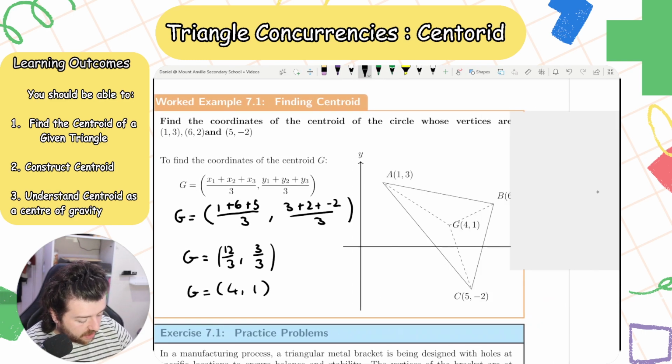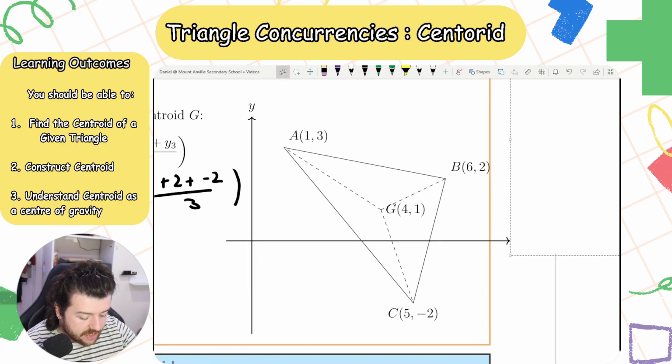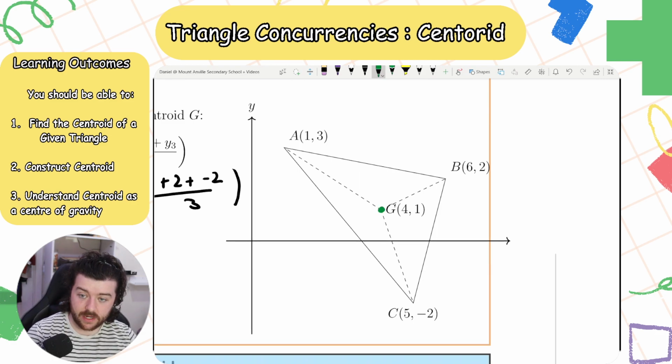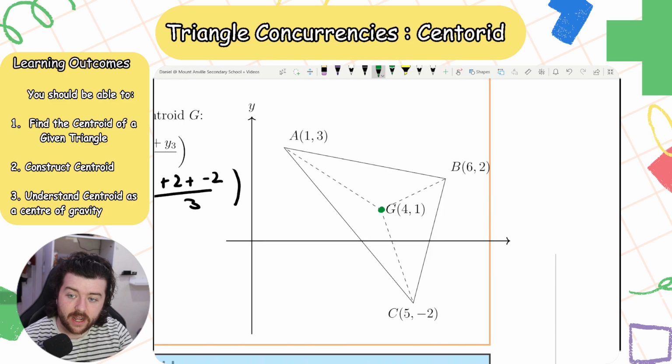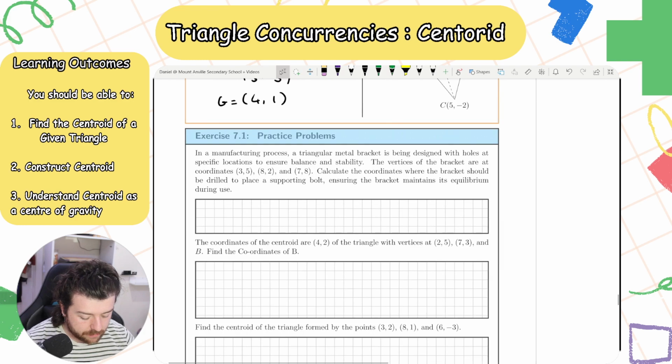If we have a look at this little diagram I prepared earlier, there it is. This point right here is my centroid. So if I was to cut this triangle out and place that little green dot, the centroid, on my fingertip, it shouldn't tip over. So let's have a look at some problems here.